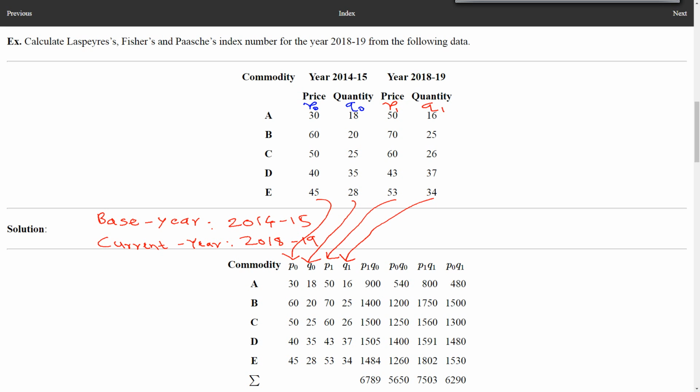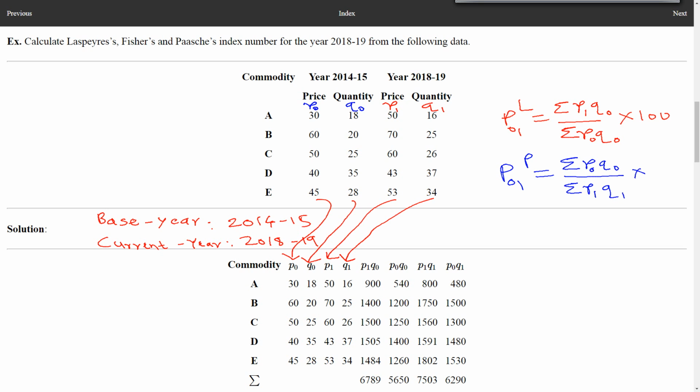Thereafter, recall the formulae. Last year's price index number is given by P01L is equal to summation P1Q0 upon summation P0Q0 into 100. Past year's price index number is given by P01P is equal to summation P1Q1 upon summation P0Q1 into 100. Remember the trick to remember these formulae.